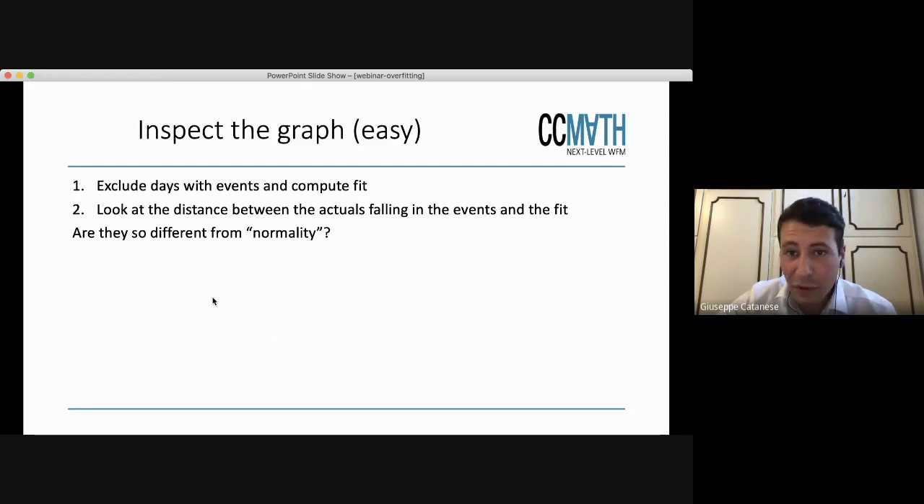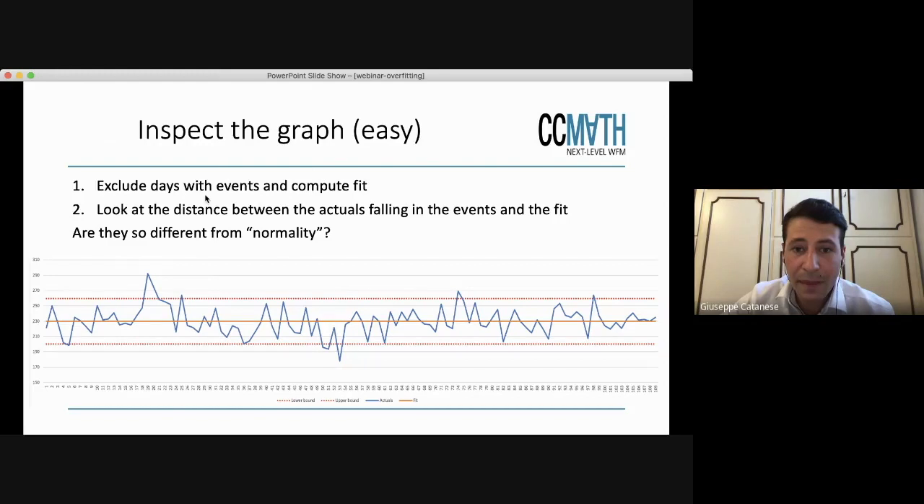Let's look at the simple way, which is inspecting the graph. There are some steps before inspecting the graph. The first step is to exclude the days with events and then to compute the fit. In this case, our fit is the average. You see the orange line is the average. This is the fit, and this is computed after taking out the events.